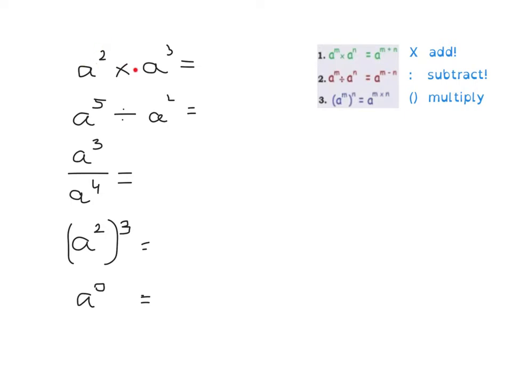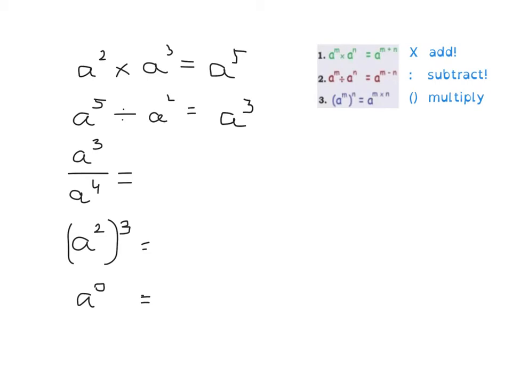A squared multiplied by a to the power of 3 equals... So basically we carry the base, which is a, and then we add the powers. So 2 plus 3 is 5. It's a to the power of 5. The second one is division of indices, and you have the same bases. In this example, you will be subtracting the powers. So we have the same base, obviously, and then 5 minus 2 is 3, and that's the answer.